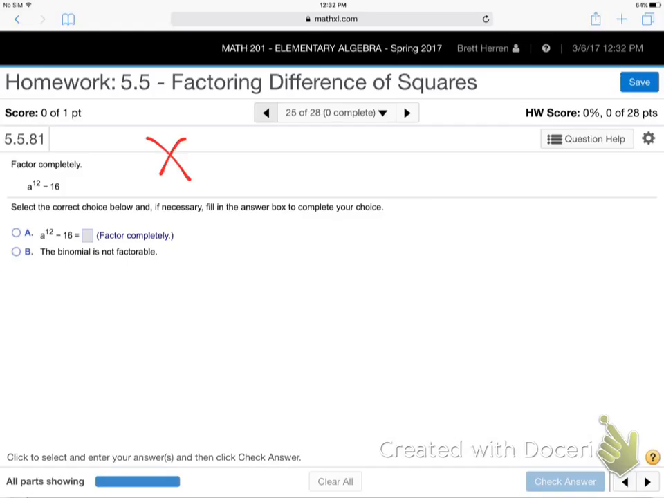All right, I'm going to make it x. x to the 12 minus 16. So it's a higher power with a minus. Break it down, right? Cut the power in half.